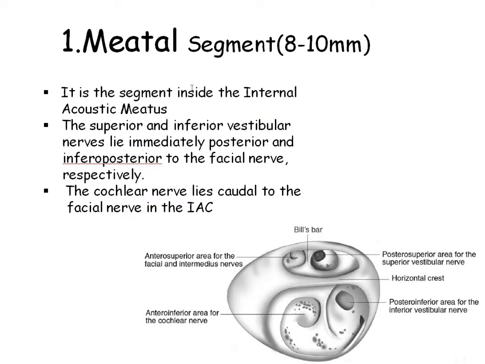Now the meatal segment, which is 8 to 10 mm, is the segment inside the internal acoustic meatus. The superior and the inferior vestibular nerves lie immediately posterior and inferior posterior to the facial nerve respectively. The cochlear nerve lies caudal to the facial nerve in the IAC. Here we can see this is the Bill's bar. Posteriorly lies the superior vestibular nerve. This is the inferior vestibular nerve. This is the horizontal crest. Here is the facial nerve and below is the cochlear nerve.